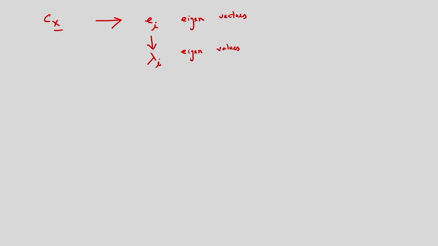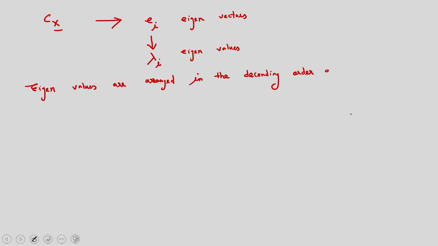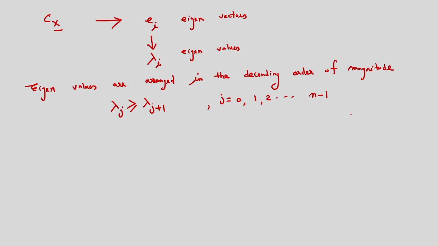So these eigenvalues are arranged in the descending order of the magnitude. So I can write these eigenvalues are arranged in the descending order of magnitude. So all these eigenvalues are arranged in the descending order of magnitude like this. Lambda j is greater than lambda j plus 1, like this I am arranging. So j is equal to 0, 1, 2, n minus 1. So you can see we are arranging the eigenvalues in the descending order of magnitude.